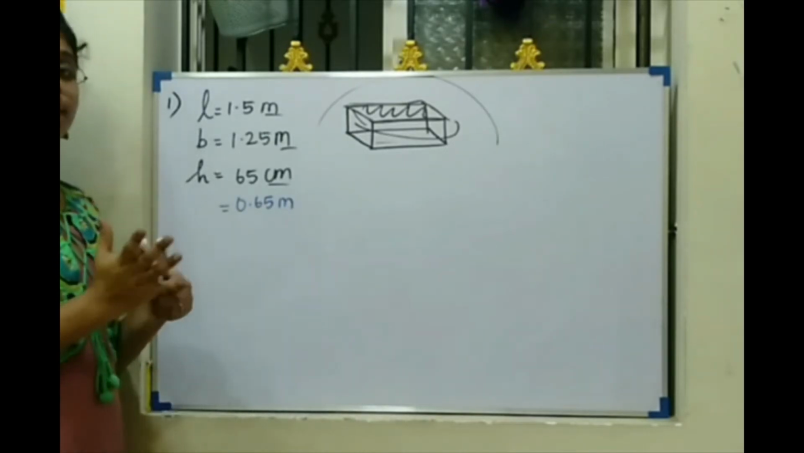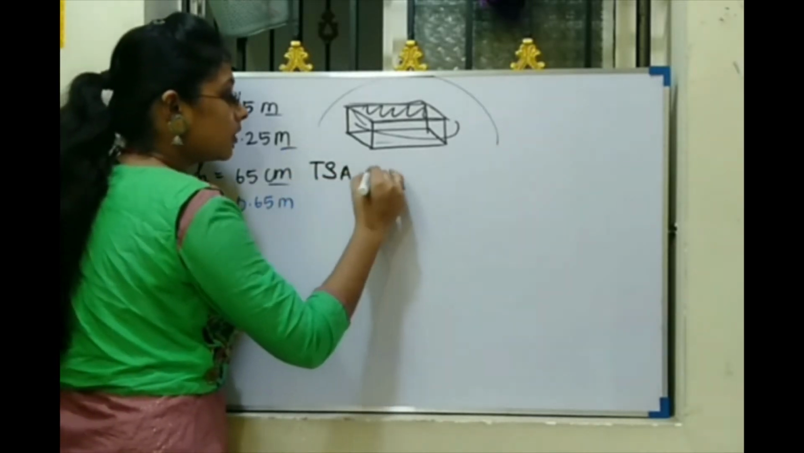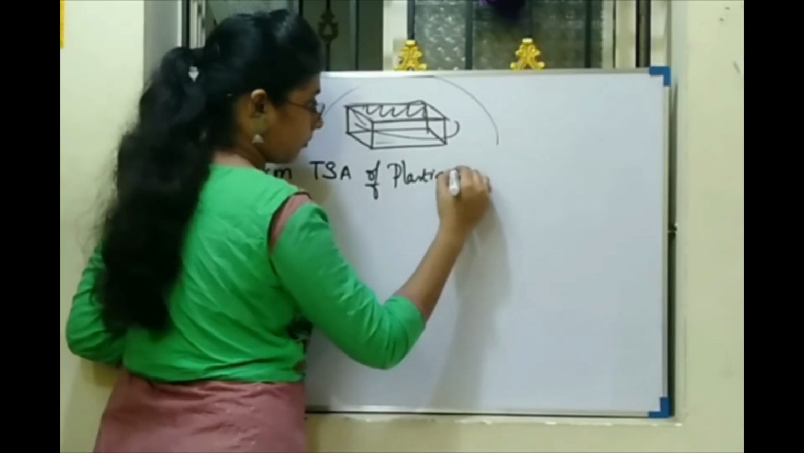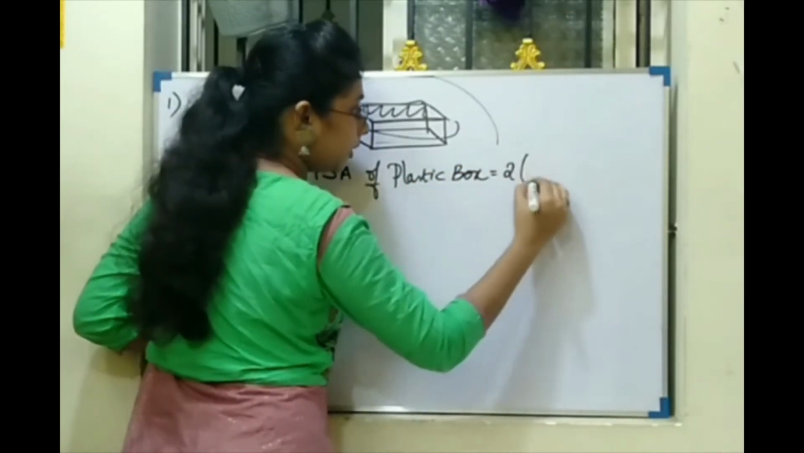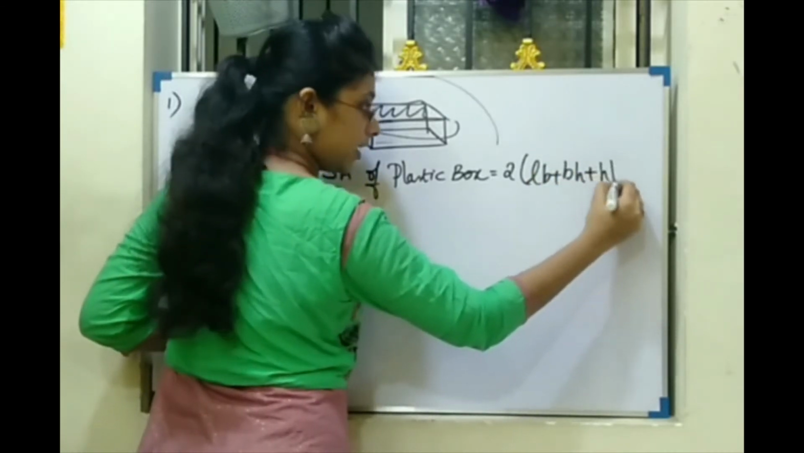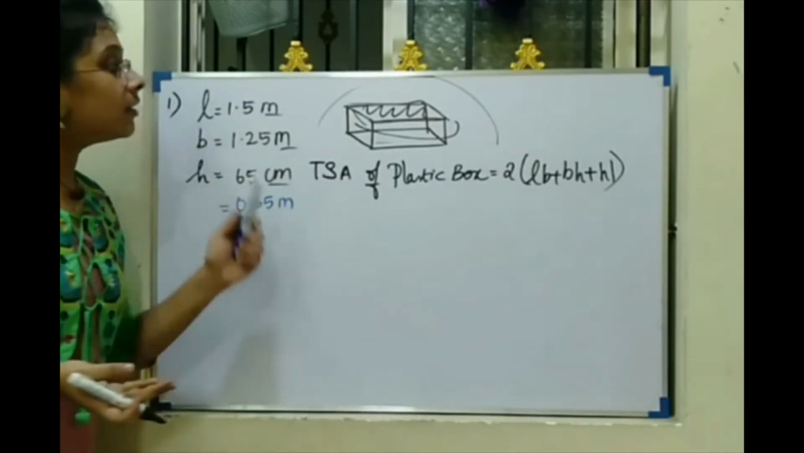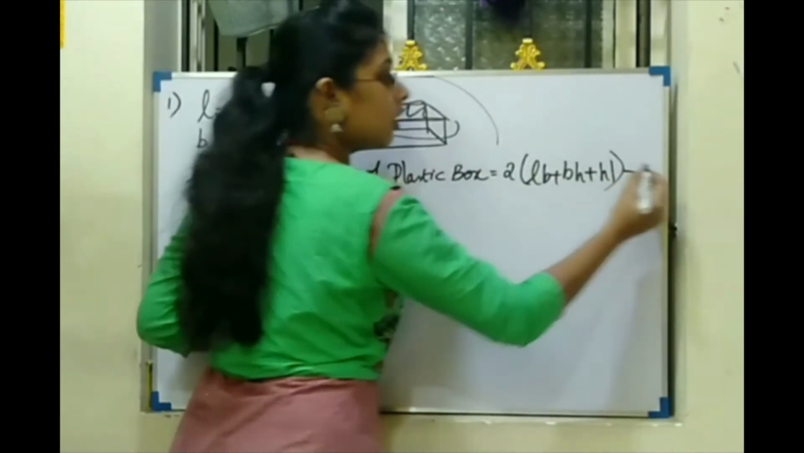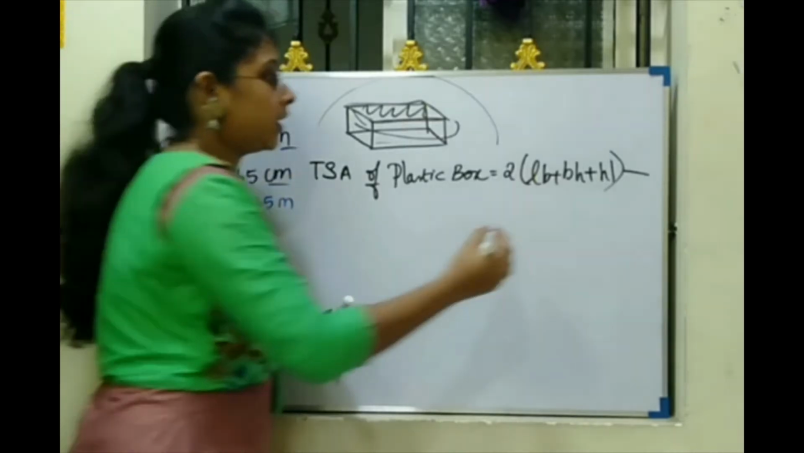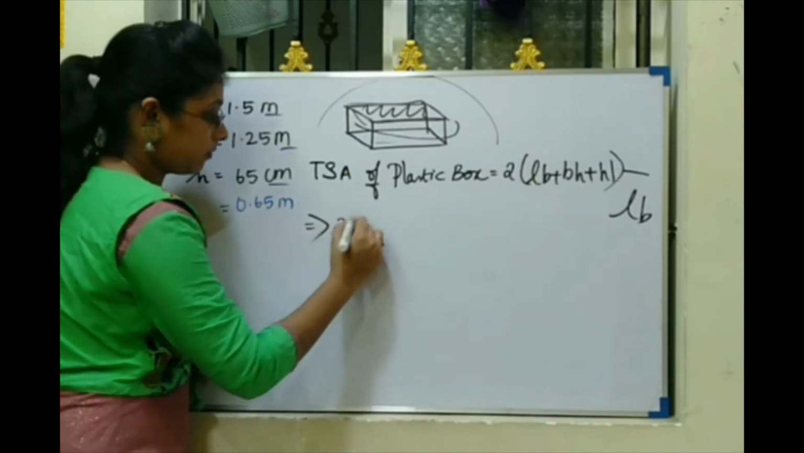Now, what is the total surface area of cuboid? Yes. TSA of cuboid, here cuboid or plastic box, is equal to 2 into LB plus BH plus HL, right? Now, in the question they have said that there is no top. So, minus, what is the area of the top? It is in the shape of a rectangle. So, area of rectangle is equal to length into breadth. Now, let's substitute the values.